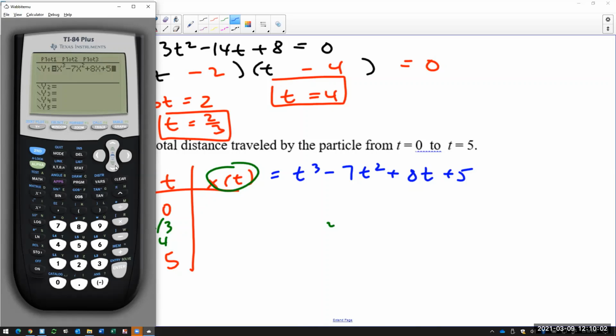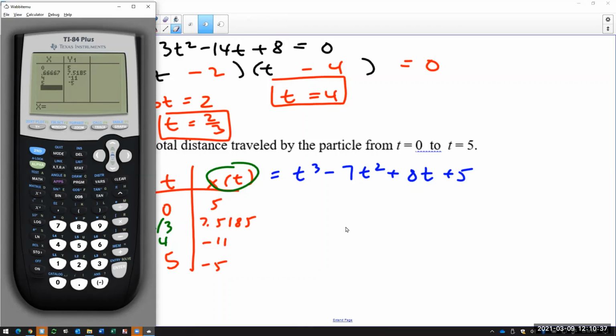Then I'm going to generate a table, and you can put in your own numbers, remember? So I'm going to do second table set. I'm going to start at 0, and change my auto to ask. I'm going to generate my own table. So second table, I'll put my table in here. 0, enter, 2/3, enter, 4, enter, and 5, enter. Then you put all those numbers here. So that's going to be 5, 7.5185, -11, and -5. Then you're going to get the differences here.